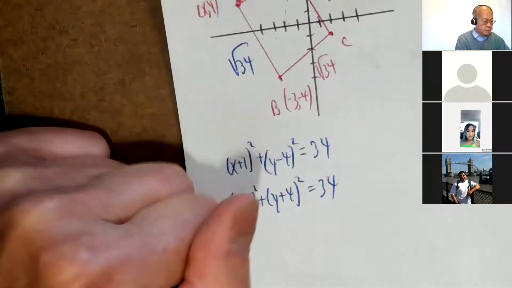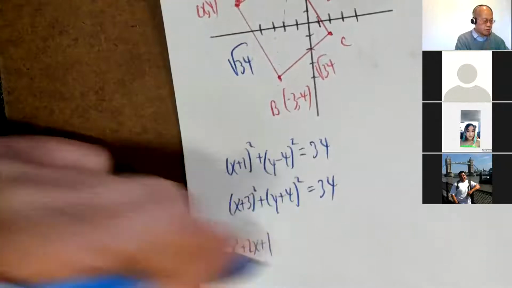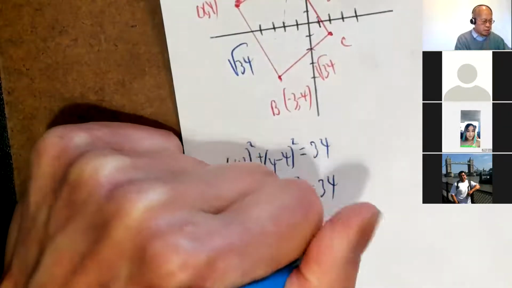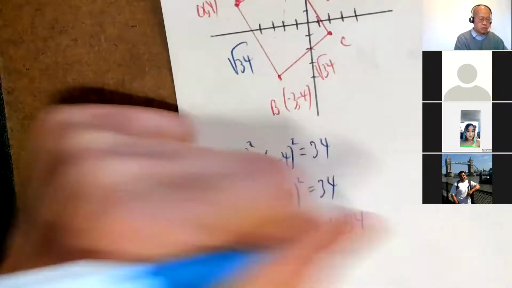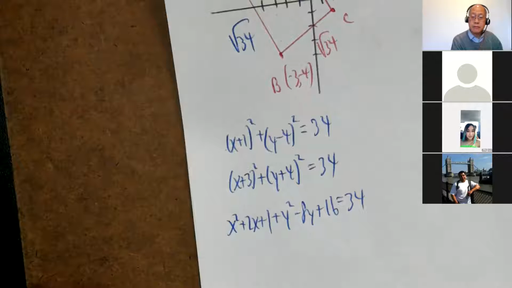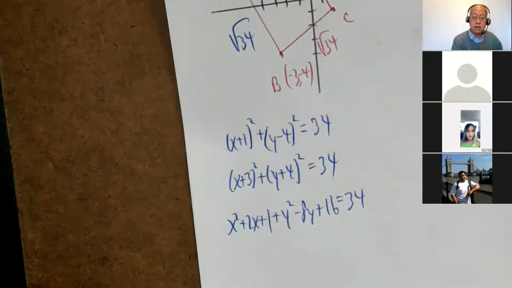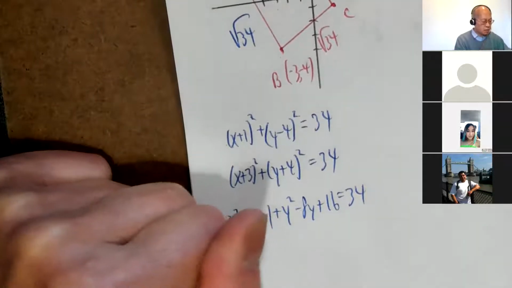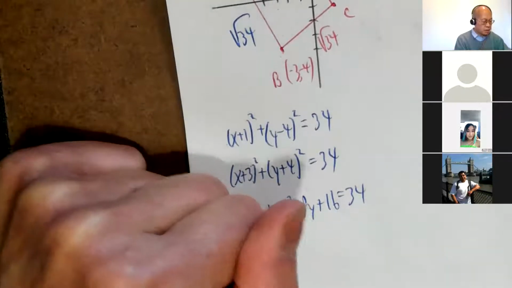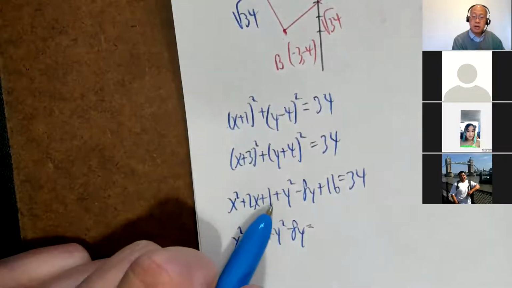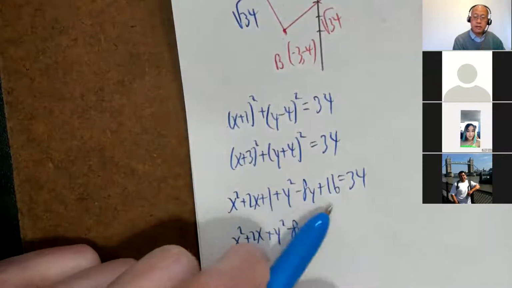So let me try to clean this up. X squared plus 2x plus 1 plus y squared minus 8y plus 16 equals 34. Now this might come out to be a mess, actually. And that's saying the same thing as x squared plus 2x plus y squared minus 8y, and that's going to be 17.